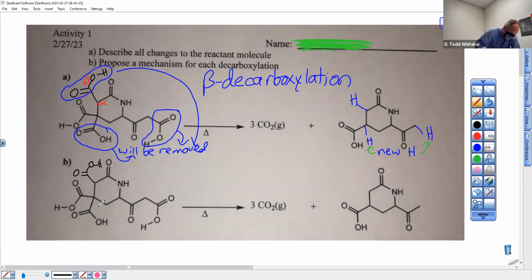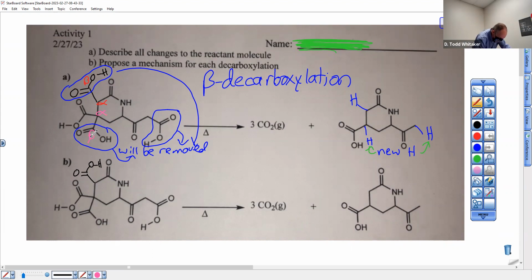Let's do it again in pink. Here is a carboxylic acid circled down here. Where's the closest carbonyl? Right here. Where's alpha to this carbonyl? Next door. I'm putting it in pink. And beta is next door to that. Hey, that's also a candidate for beta decarboxylation, isn't it?